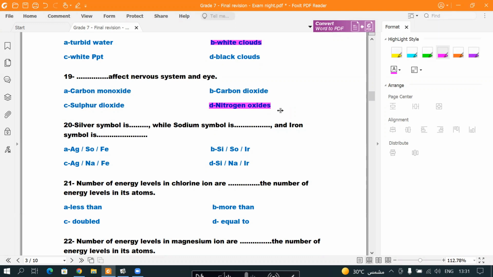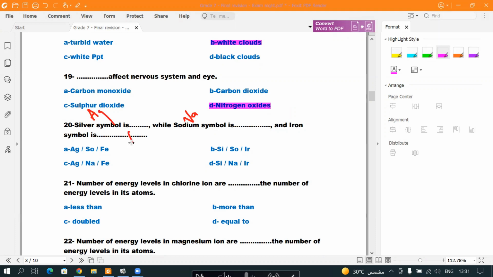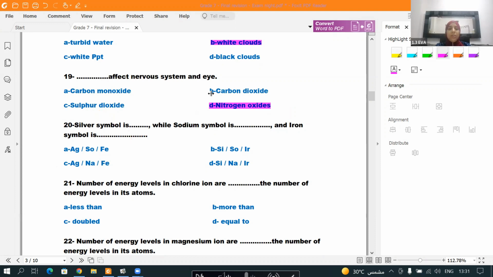Okay, teacher. Silver symbol is Ag, and sodium symbol is Na, and iron symbol is Fe, so it will be C. So it will be letter C. Don't forget that, guys. Yeah, letter C.